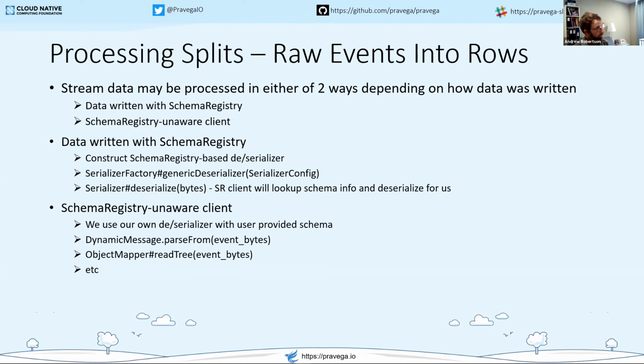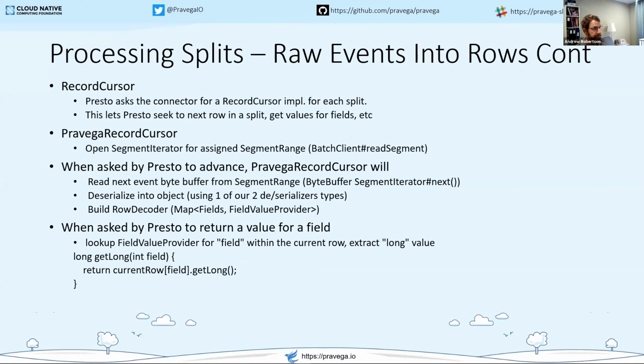And then there's the other way, which is schema registry unaware clients. In that case, we have to create our own deserializers, which are going to produce an object for us, right? So in the first case, we use schema registry deserializers, and it just gives us back an object. In the other case, we actually have to take the schema, figure out how to parse it into a readable object, and we do that on our own using the schema that the user provided. But the end result is a deserializer that can turn an event into an object. Next.